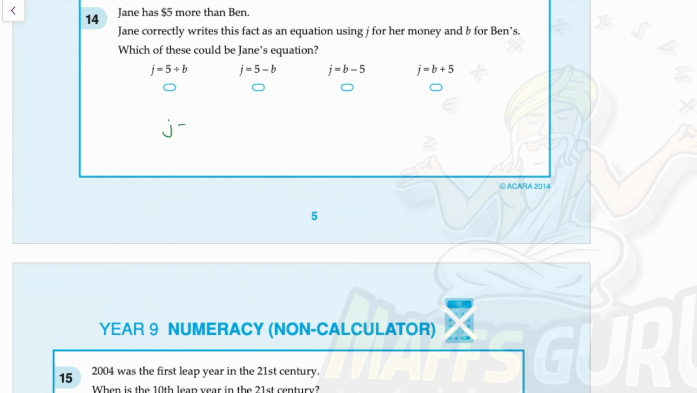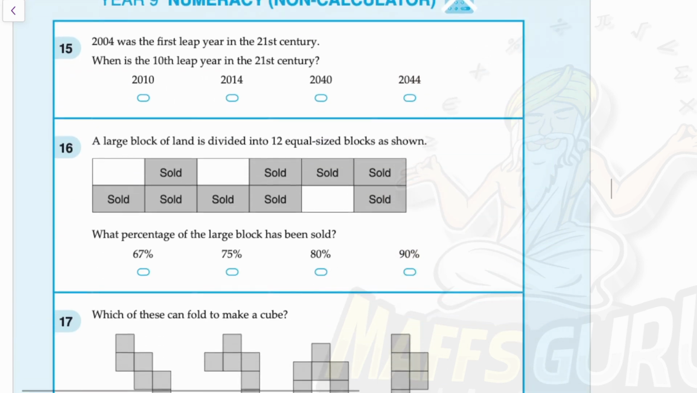So the amount Jane has is the amount Ben has plus 5. So let's see if we can find that one there. J equals B plus 5. We do indeed have that one there. Right? So if I take Ben's money and add 5, I'm getting Jane.